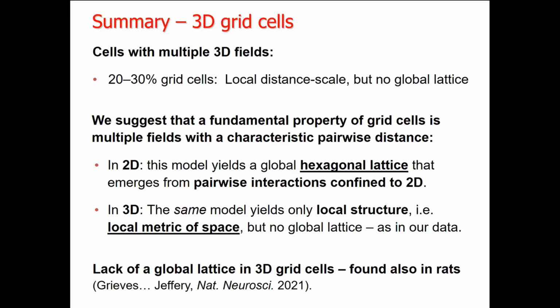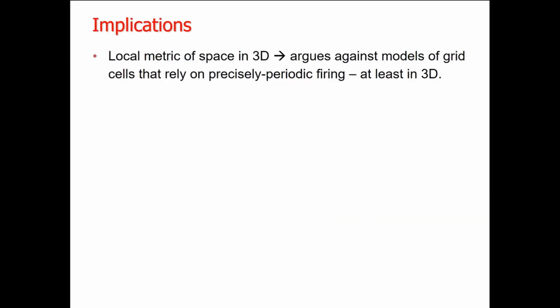So in parallel to us, the lab of Kate Jeffrey published a paper showing no 3D lattice in rats as well. So again, it's not just in bats. It seems to be a general property in mammals. And this has important implications, because the notion that there is a local metric of space in 3D argues against models of grid cells that rely on precisely periodic firing, right?